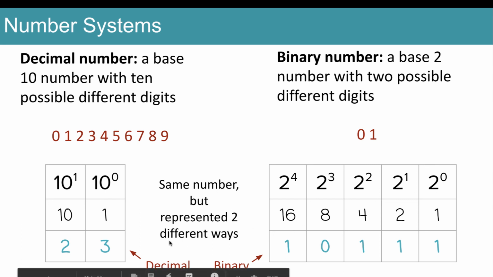We can represent the number 23 in decimal to have a 2 and a 3. We're going to have 3 1s and 2 10s, which equals 23. Or we can represent that number using binary. And we can turn on the bits to represent the number 23. And in that case, we would turn on a 16 and a 4 and a 2 and a 1. And so that would represent the number 23.